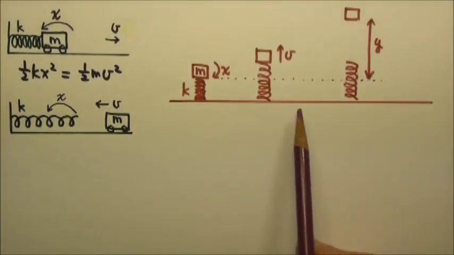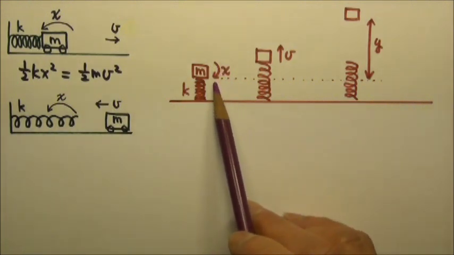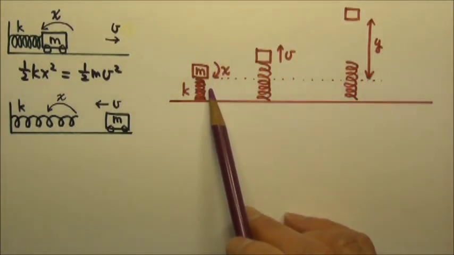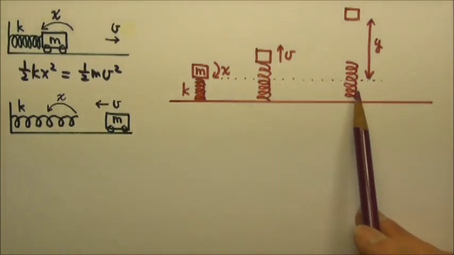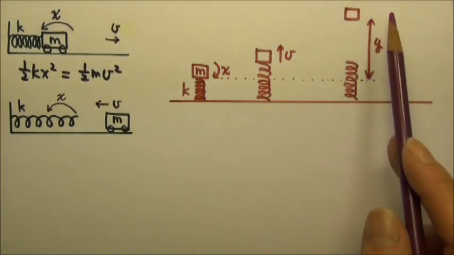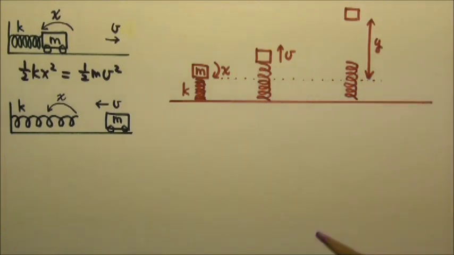Or you may have a vertical spring. You push the box into the spring and then release it. When the spring becomes relaxed again, the box gets a speed v, and then it continues to go up, and it reaches a maximum height.